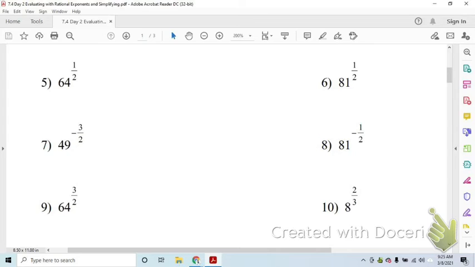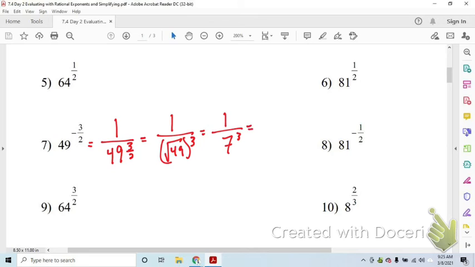Now, 49. This one's an interesting one. So the first thing I'm going to do is remember that a negative exponent brings you to the bottom. When you bring it down here, it turns positive. So now this is the same thing as 1 over the square root of 49 to the third power. So this is 1 over, what's the square root of 49? 7. So now you have to do 7 to the third power, and it's 1 over 343. And that's what you're going to get on number 7. Make sure about that. Well, I don't have those numbers, but hopefully that's right.